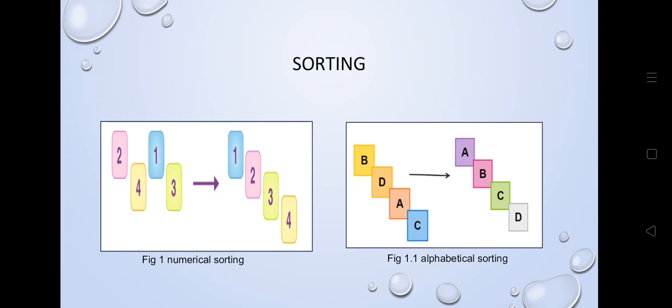The figure demonstrates the basic concept of sorting. Here we can see two types of sorting, numerical sorting and alphabetical sorting. Figure 1 shows a set of numbers 2, 1, 3, 4, 3 arranged in an unsorted order. An arrow points to a new arrangement where the numbers are sorted in ascending order, that is 1, 2, 3, 4. Figure 1.1 displays a set of letters B, D, A, C in an unsorted order. An arrow points to a new arrangement where the letters are sorted alphabetically, that is A, B, C, D.